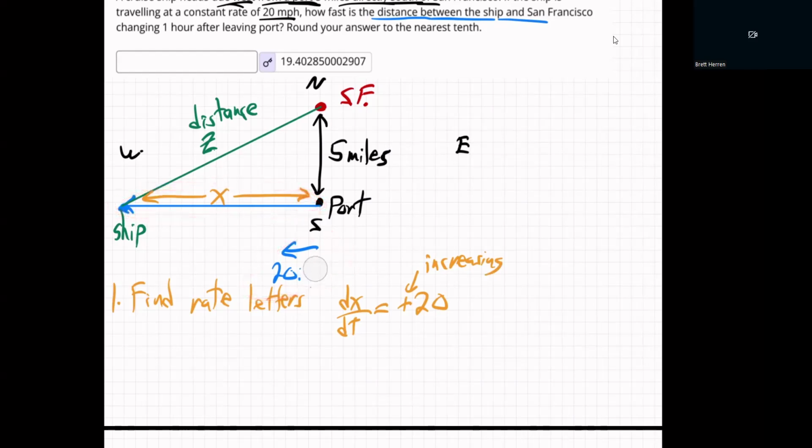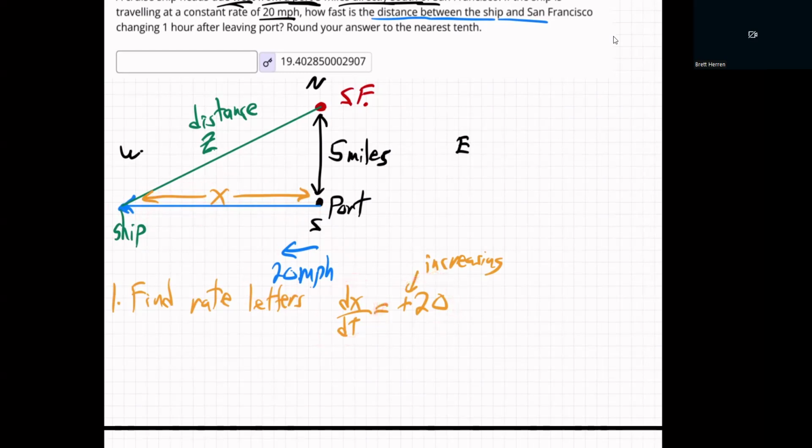I don't know if you can read this. I didn't write this so well. Miles per hour, right? So the ship is headed this way, 20 miles per hour. So every hour, X grows by 20 miles. The dx/dt is plus 20, it's increasing by 20 miles per hour.